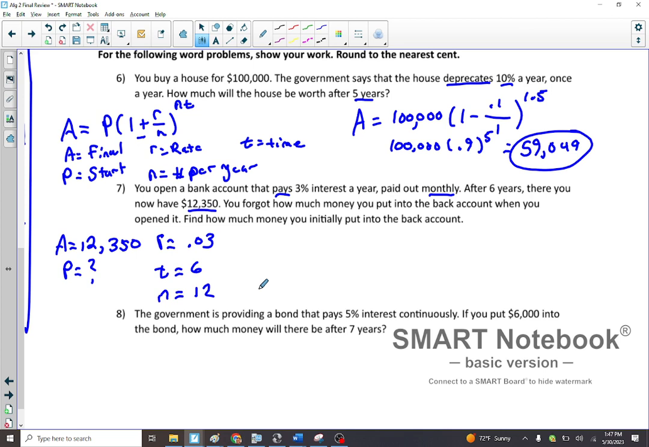Wait, for the first one, why was it 1 minus, not 1 plus? Why was it? It's depreciating. Yeah, you're losing value.